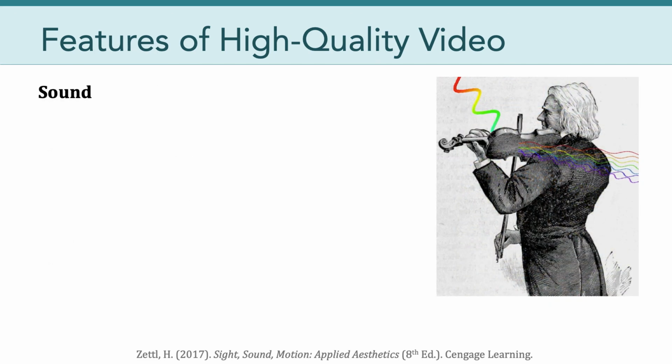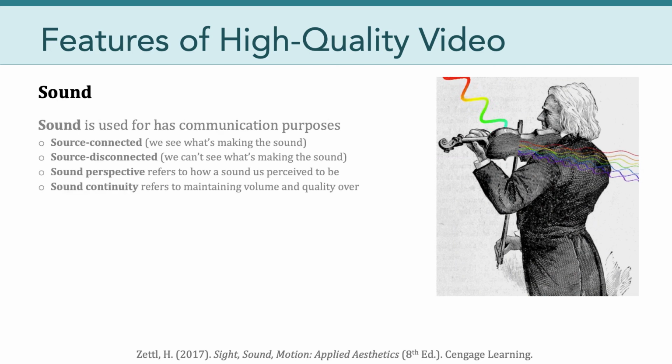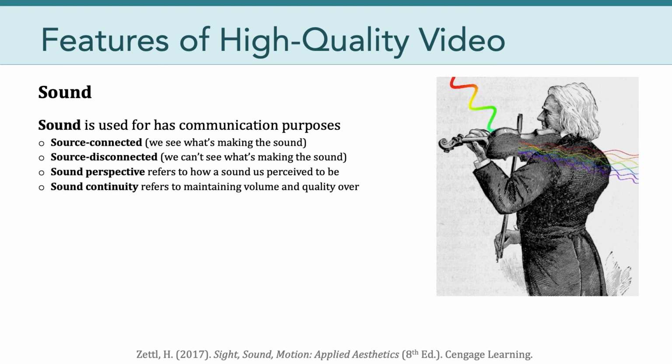Now, the last feature of high quality video is sound. And we've already talked quite a bit about sound, but sound is used for communication purposes. And we'll contrast that to noise, which is just random and unwanted sound waves. In video, sound can be source connected. In other words, we see what's making the sound, perhaps this gentleman playing the violin, or sound can be source disconnected, which means we hear a sound, but we can't see what's actually producing the sound.